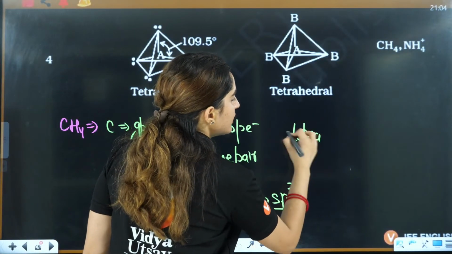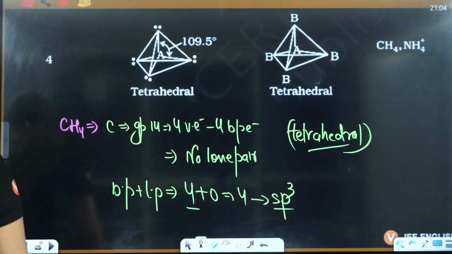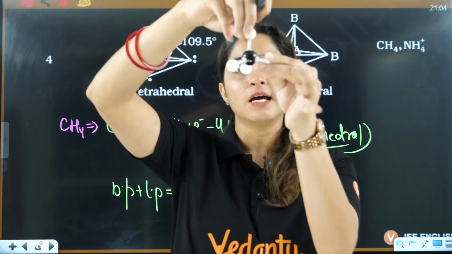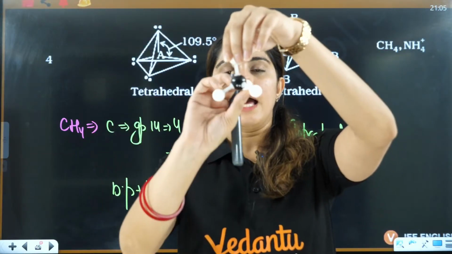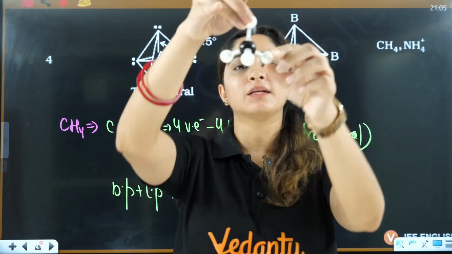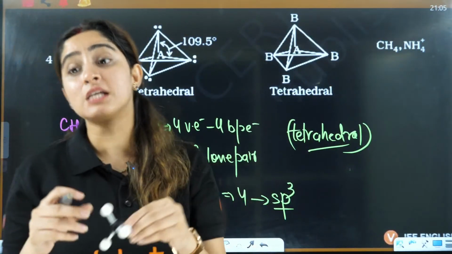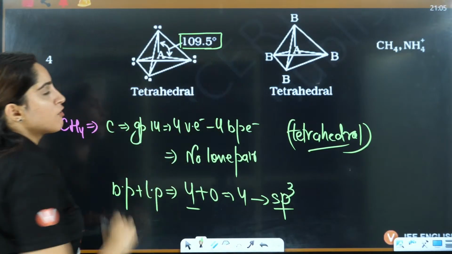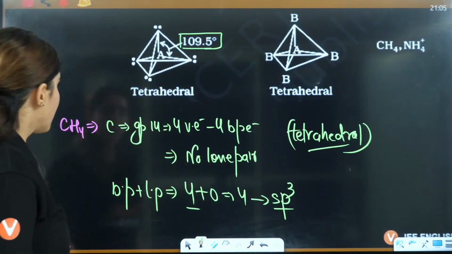Now tetrahedral geometry looks like this, okay. This is a tetrahedral geometry, as you can see here. Now all the angles are the same, because when I am rotating it, it is giving me the same structure, right? So this is going to be 109.5 degrees, and all the angles are the same as I have shown you.